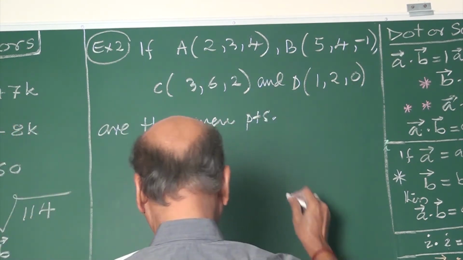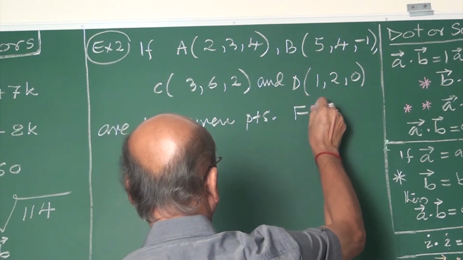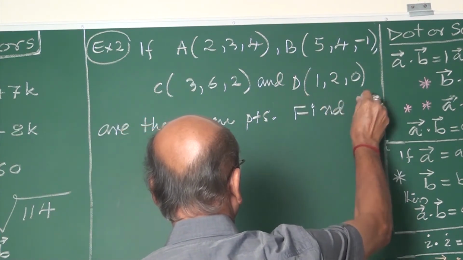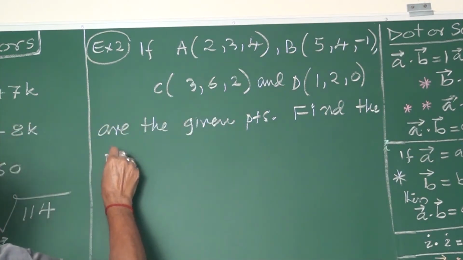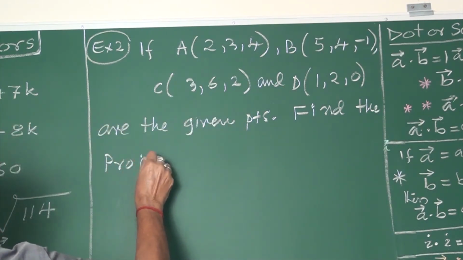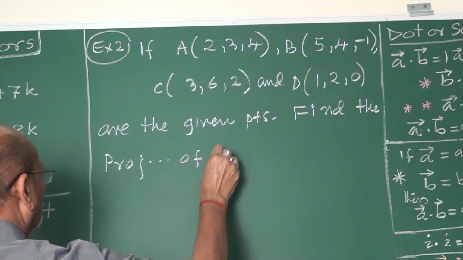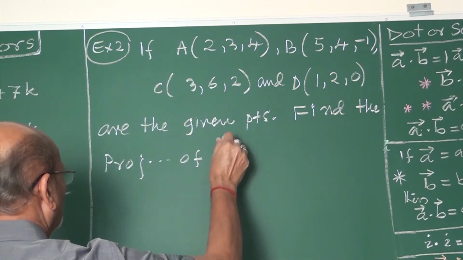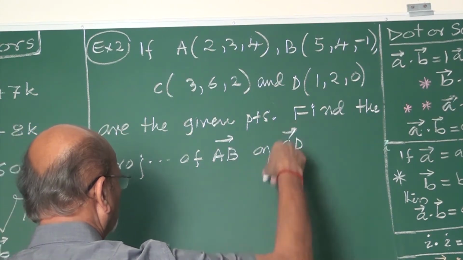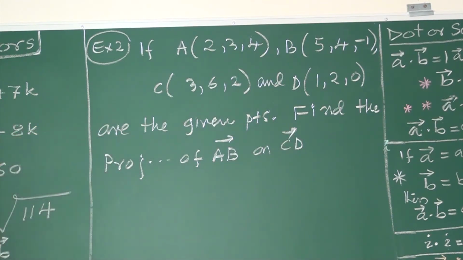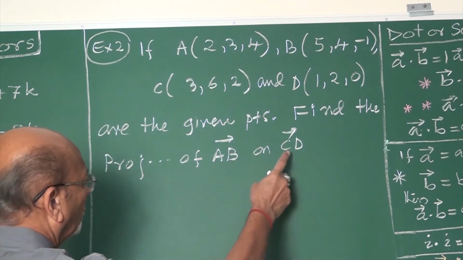Find the projection of vector AB on vector CD. My friends, first you have to find the vector AB and vector CD.